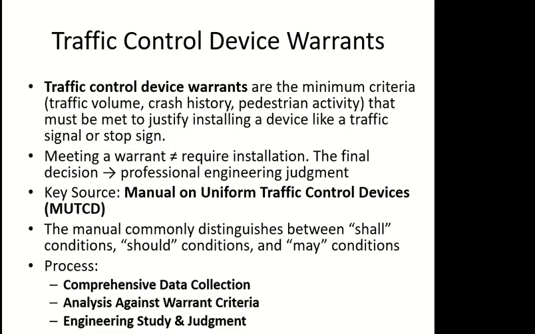The process of taking a decision for installing a device goes in three steps. First of all, you collect data from the field about the warrants, the conditions which are given in the warrants. Then you check these conditions against the warrants. So for example, you counted volume on the intersection. Then you go back to the warrants and check what is the limit of the volume given in the warrants and what is your actual volume. You compare between them, and then in the end you use your engineering judgment to decide whether to go with the warrant or not.